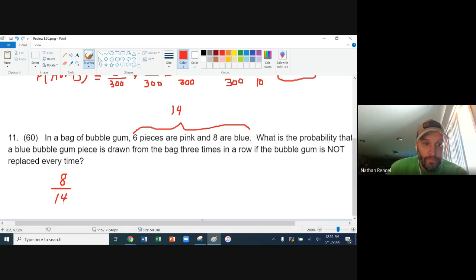Using probability, that's going to be our chances the first time. And we're doing probability of getting 3 blue. And 8 out of 14 is my first chance. Now, once you've eaten that blue piece of bubble gum, you're down to 7 pieces of blue, and you've eaten one out of the total, so there's 13 left. This is a dependent probability because now your probabilities change to get to the next one. And then the next time you eat it, you're down to a 6 out of 12 chance. So those are our 3 probabilities, and we are going to multiply those together.